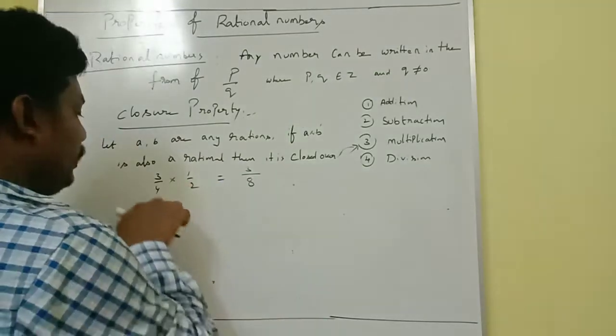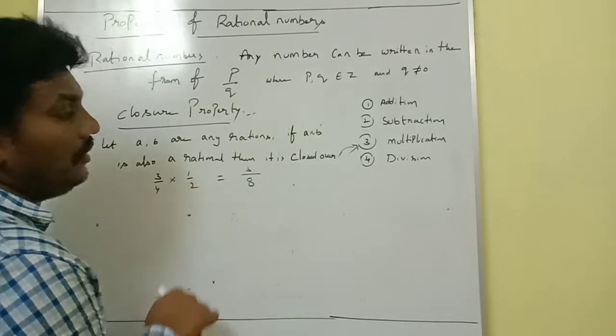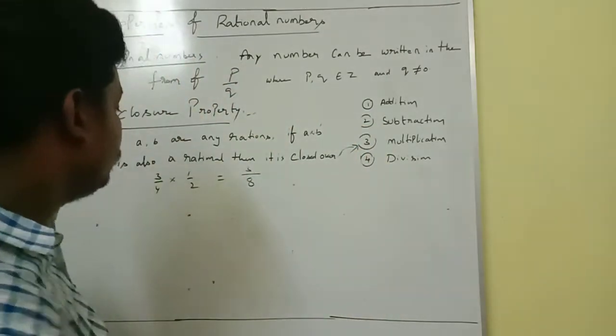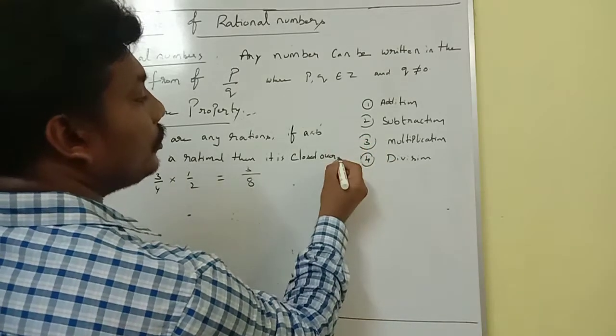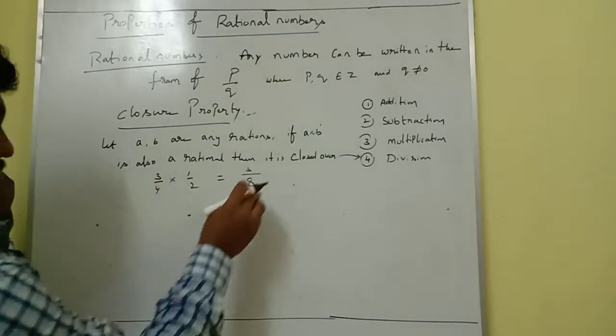Then according to this, if you consider any two rational numbers, then the product is also a rational. Then we are calling it closure property over multiplication. So coming to division, what is the closure property over division? You can see now, closure property over division.